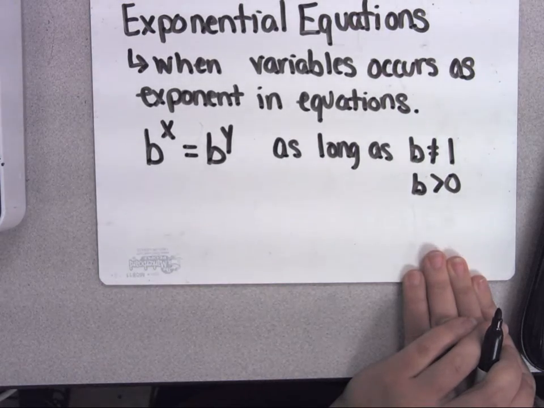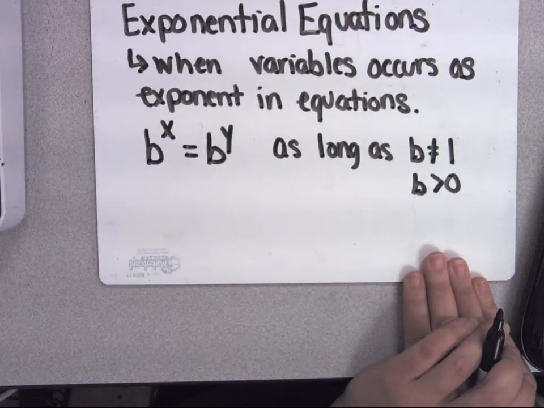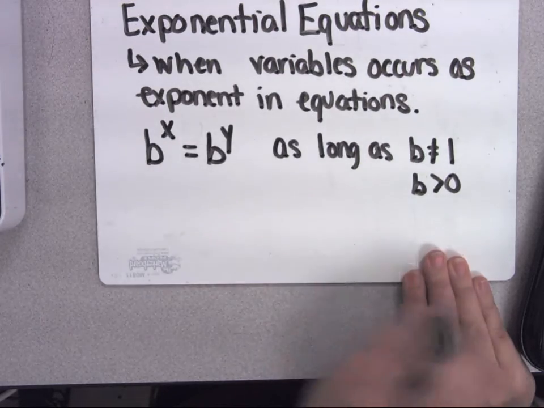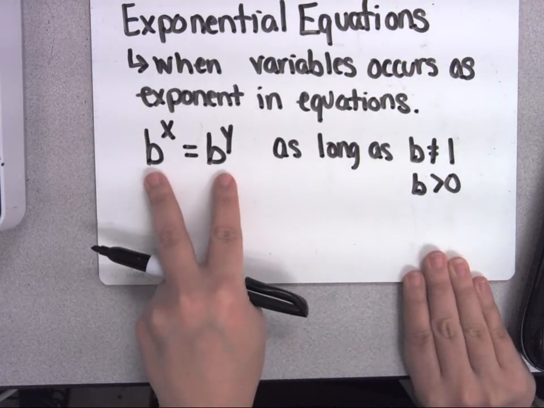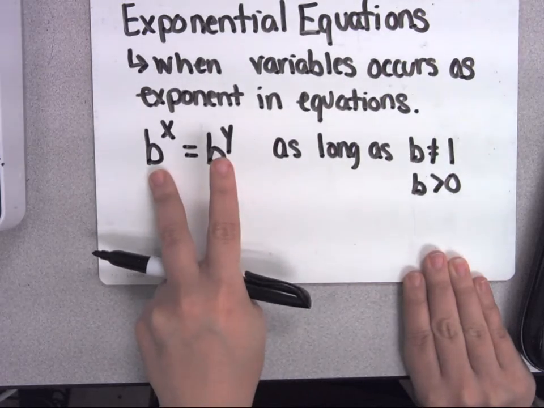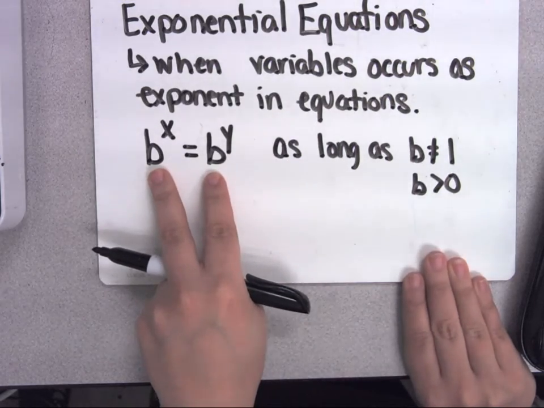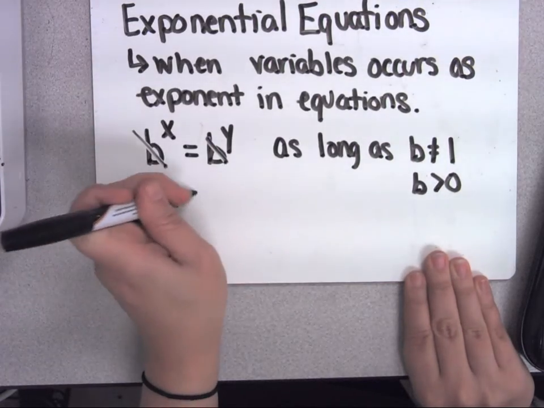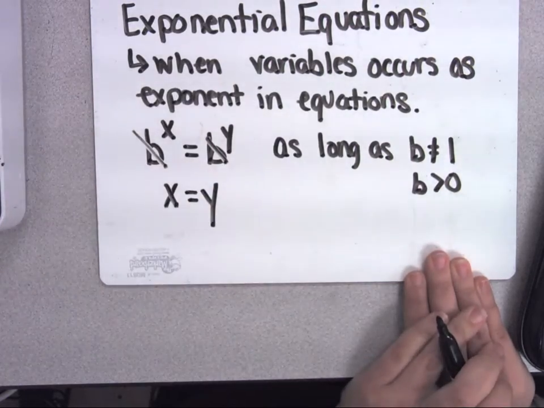See, and this is the worst part. That's why I always save this for last. But then that whole remote week just threw us off. The rule is when the bases are the same, you can cancel them out. Since you remember, what's on one side must be on the other. If you have the same thing on both sides, they can cancel out, and all you're left with is x equals y. And that would be your answer.